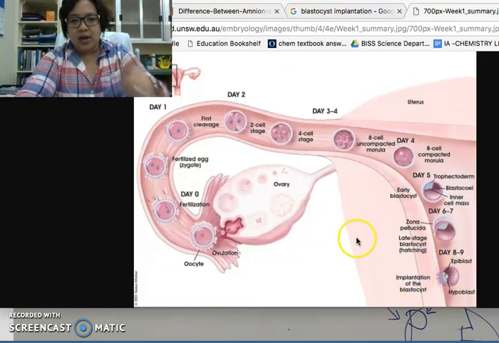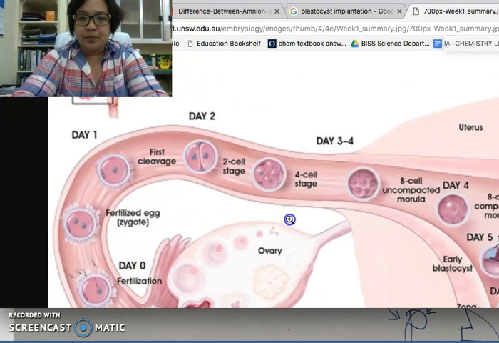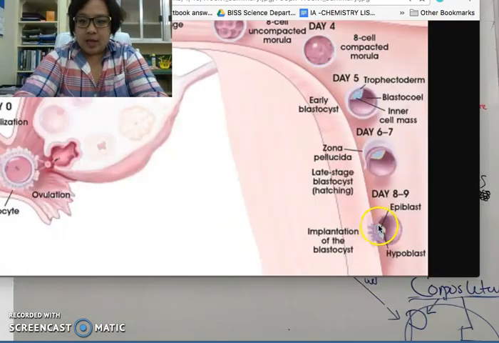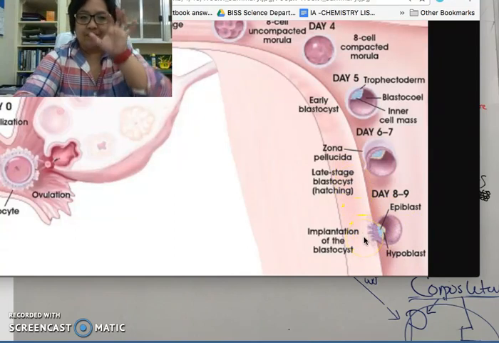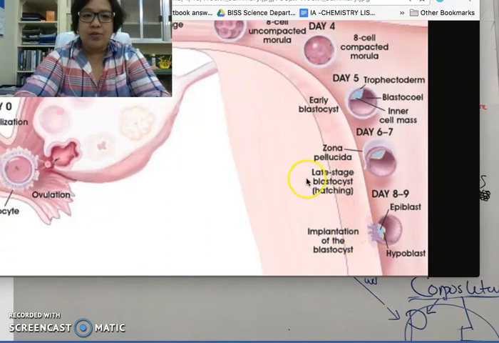So if you're looking here, let's zoom that in. If we're looking at implantation right here, the cells of this growing embryo will extend into the walls of the endometrium. It will attach itself into the walls of the uterus. So that's implantation of the blastocyst. We call this wall of cells a blastocyst.